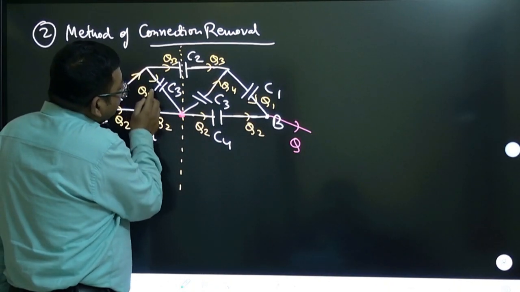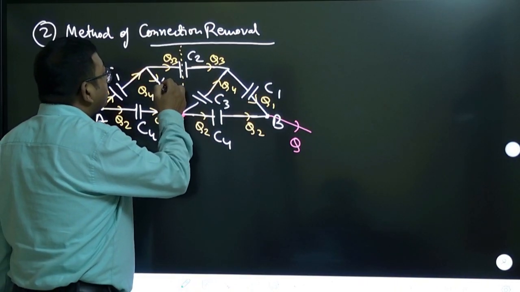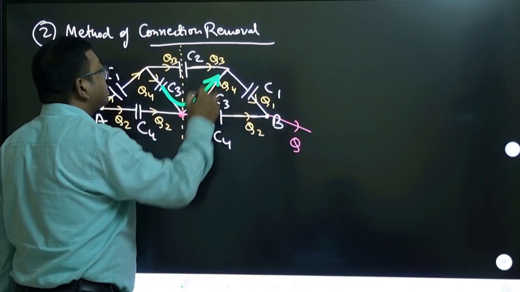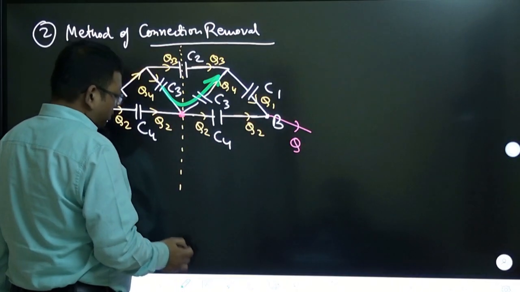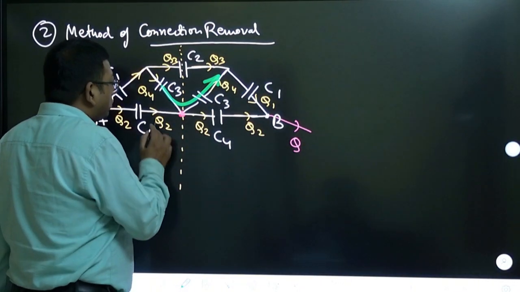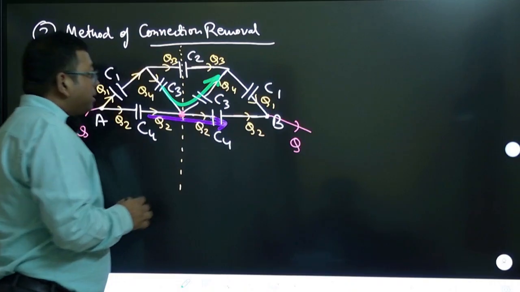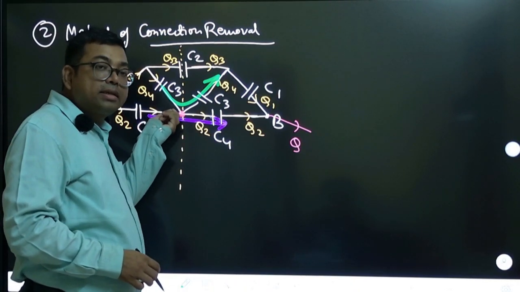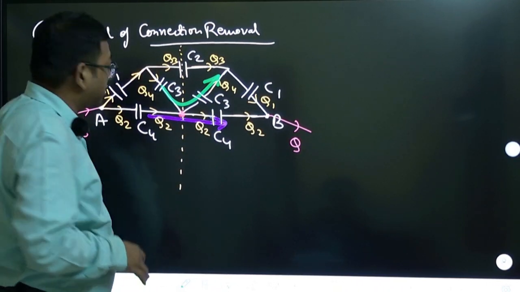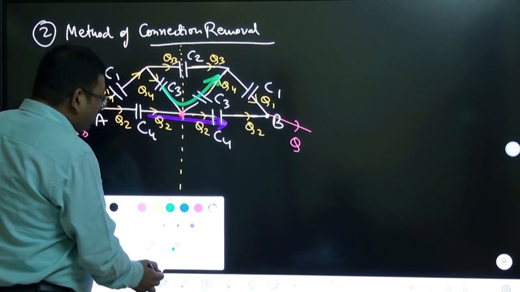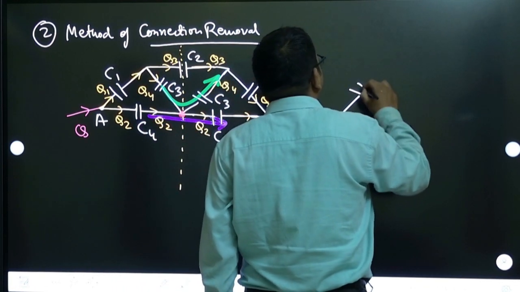And this Q4 which is coming here is directly going like this, without any breaking. And similarly this Q2 which is coming here is not breaking, it is directly going here. That means this junction or this connection can be removed because it is not breaking any charges. So connection removal means remove this connection, just lift this up. So you can redraw this circuit.